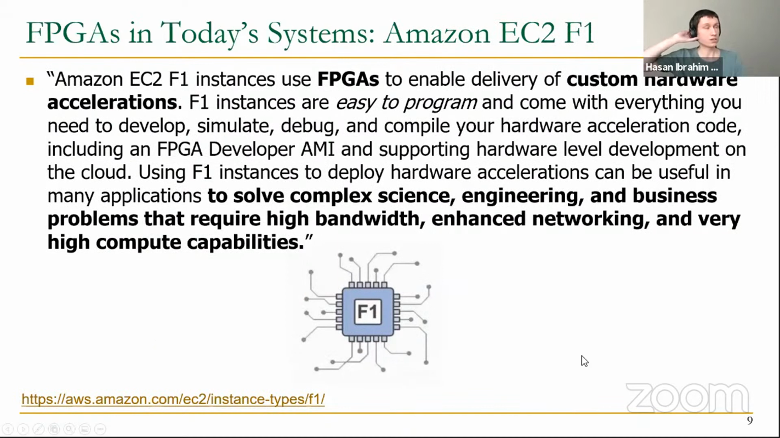The second example is Amazon, which is providing FPGAs. They're literally renting FPGAs in their cloud services, which you can use to accelerate your own applications. And these FPGAs are already used for many things, including the areas that I've listed here.